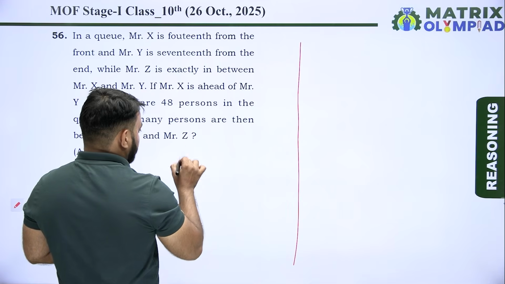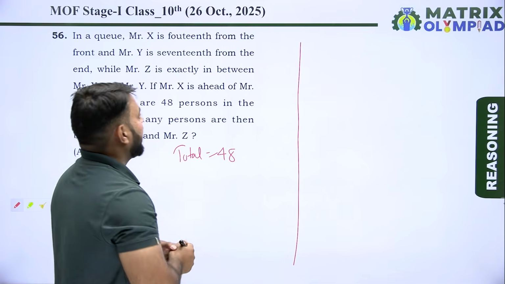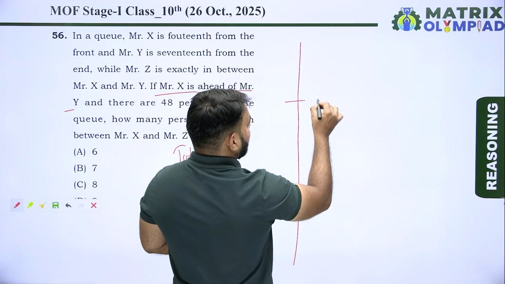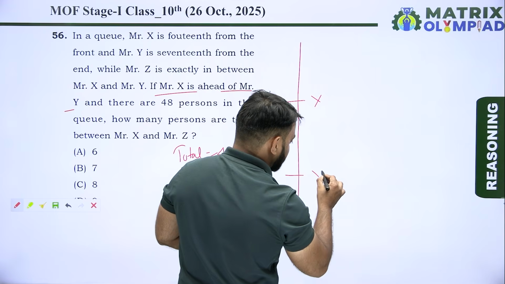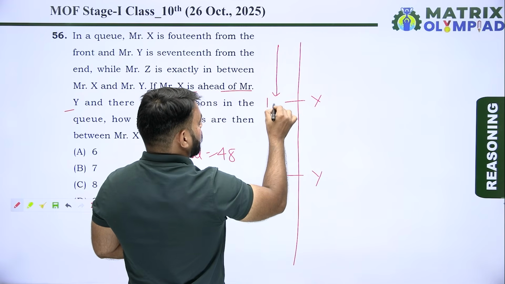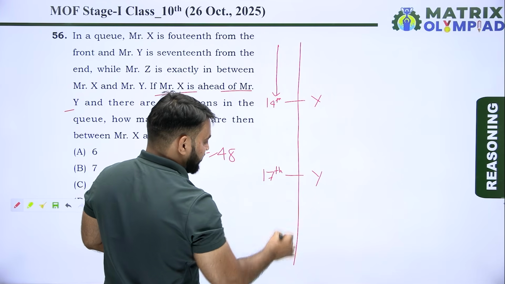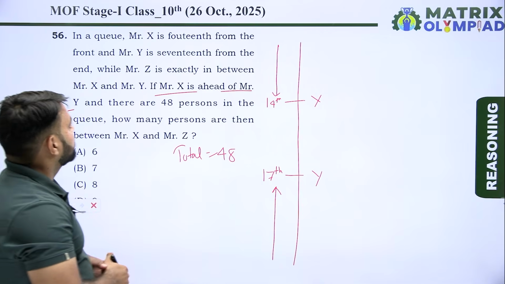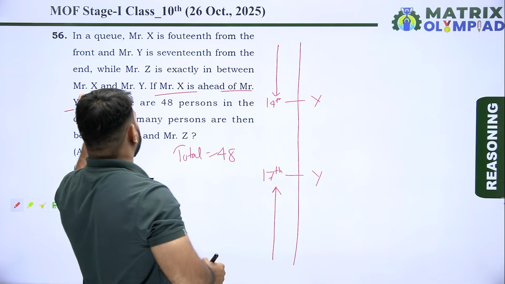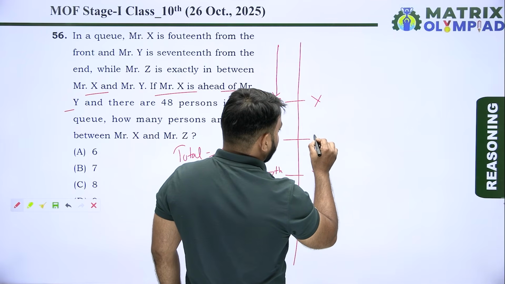In a queue there are total 48 persons. यहाँ पर total 48 है and Mr. X is ahead of Mr. Y. Mr. X Mr. Y से पहले है and position of Mr. X is 14th from the front and position of Mr. Y is 17th from the bottom. And Mr. Z is exactly in between Mr. X and Mr. Y. X and Y के exact mid में है Mr. Z.